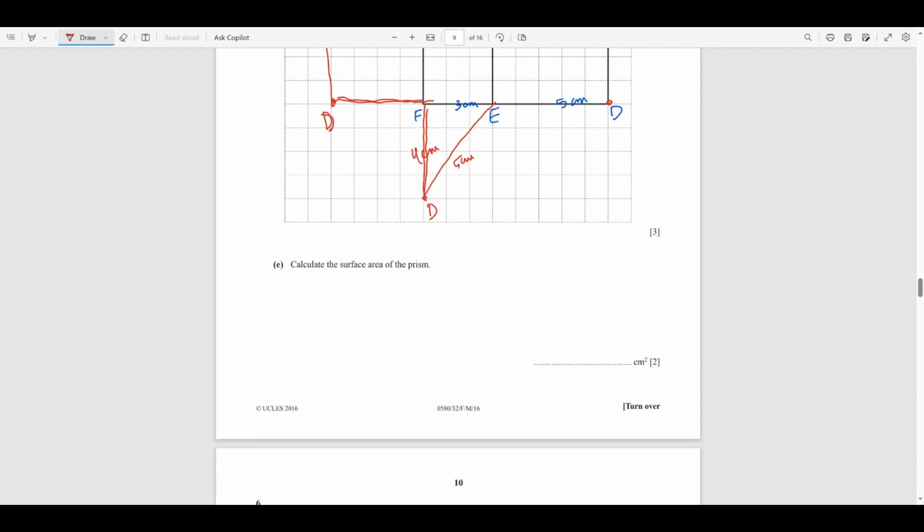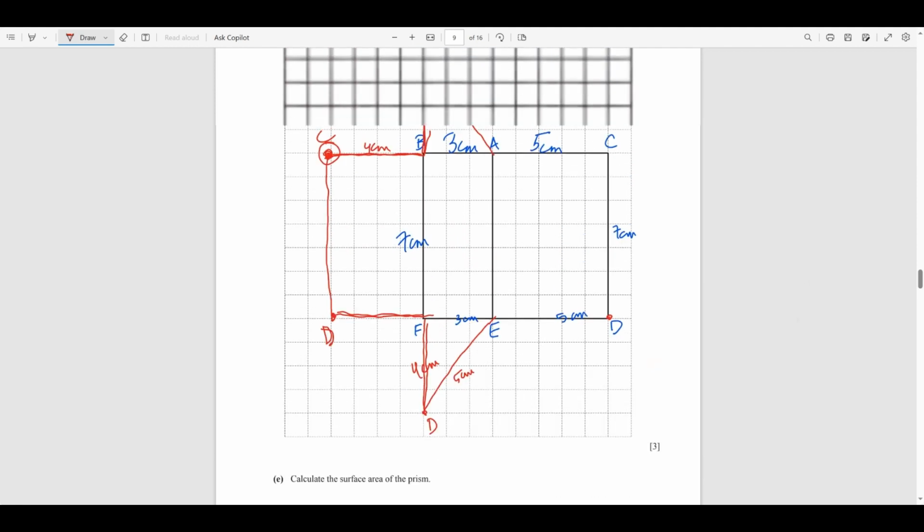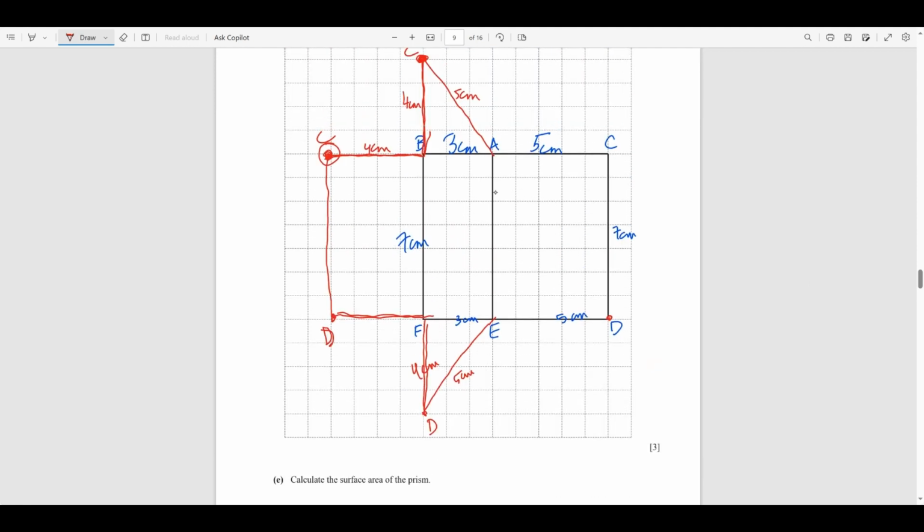Part E, calculate the surface area for the prism. So let's check it from the net only. Now there are these 1, 2, 3, 4, 5. So for any surface area problem, what I tell my students is to not memorize the formula for the whole shape. You just calculate the surface area for each individual shape that is involved in the 3D shape, and then you find the areas for each individual shape and add them up. So you get the total surface area of this prism.